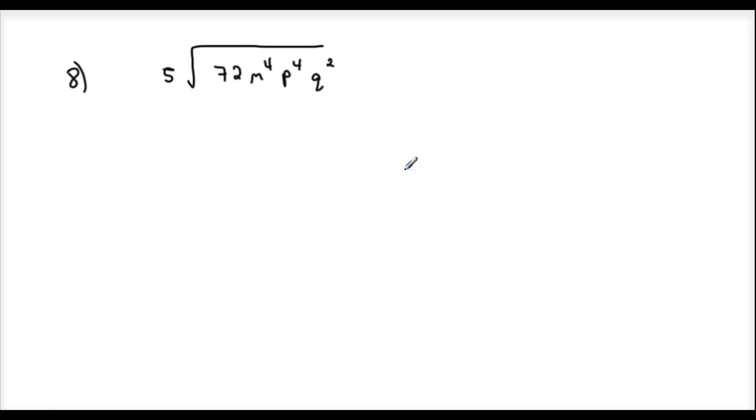Okay, next one. Difference here is I have a number outside the radical. So this just means 5 times the square root of all that. So I'm going to take that 5 and multiply by whatever comes out. So let's prep this. Square root of 72. What 2 factors of 72? 8 and 9, bigger. 36 times 2. M to the 4th, it's even. I'm going to leave it alone. P to the 4th, it's even. I'm going to leave it alone. And q squared is also even. I'm going to leave that alone as well.